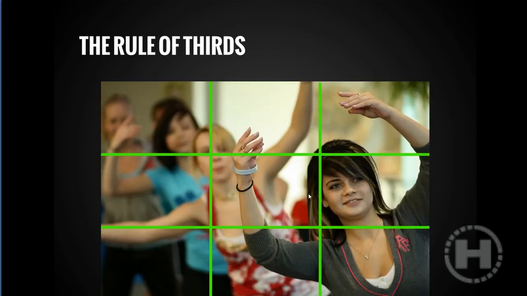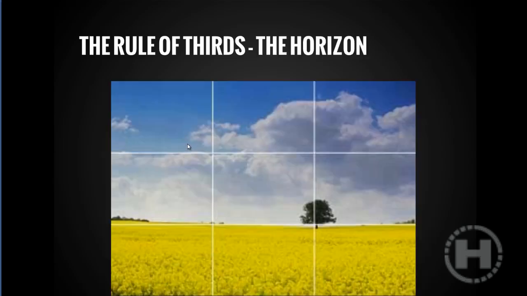Okay, another excellent example. We've got some dancers here. Is her face right on the intersecting area? No, but the point is she is not right in the middle of the frame. I really like this shot because when we first look at this, your eye is automatically drawn to this, and then it's got this diagonal that just leads your eye throughout.